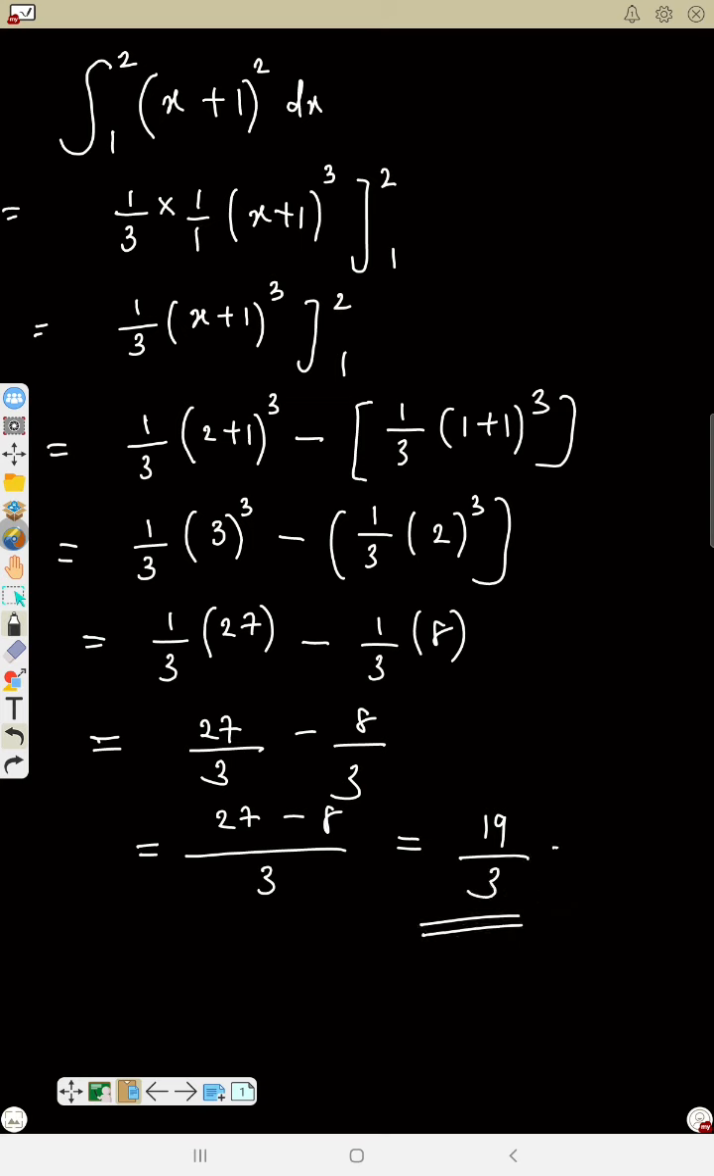If you like, you can change to a whole number. How many 3 can you say? 3 times 6 is 18. 1 over 3 anyhow. So that's the answer.